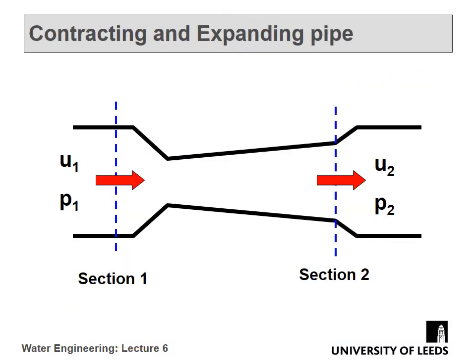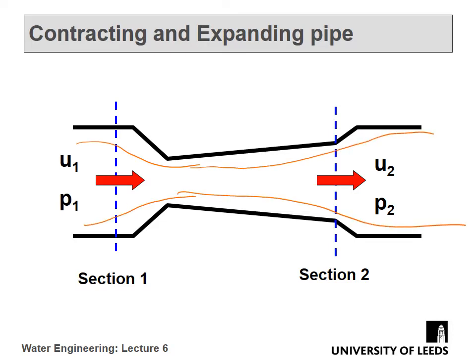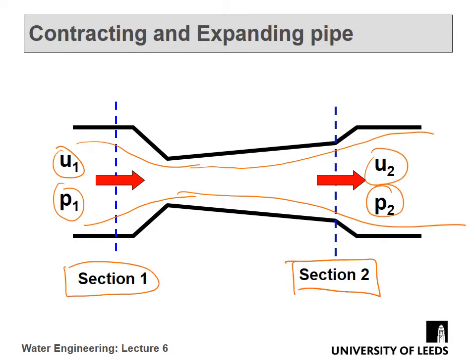Let's have a look at an application of the Bernoulli equation for this contracting pipe. So flow goes in here, contracting, and it flows along, and then it expands again as it goes out. We want to relate the velocity and the pressure at section 1 to the velocity and the pressure at section 2. We're going to see an application of Bernoulli doing this, trying to relate those conditions at 1 and 2.